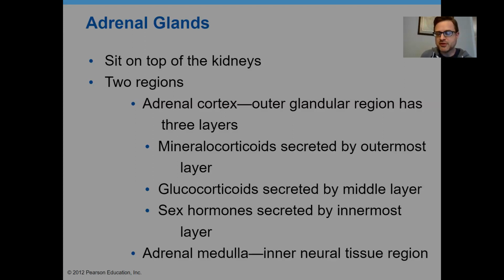The adrenal medulla, that innermost region, is neural tissue, as in it's not really endocrine tissue, it's mostly neural tissue, and we'll get to that in a minute. Remember how the pituitary had the anterior and the posterior lobe, and the anterior lobe was endocrine and the posterior lobe was neural? Same thing with the adrenal glands. The cortex region is glandular, and the medulla region is mainly neural tissue.